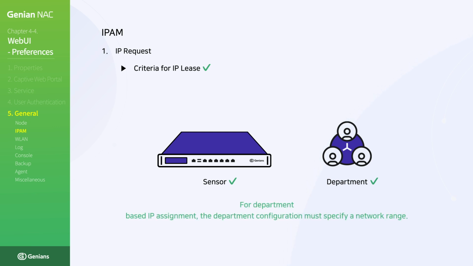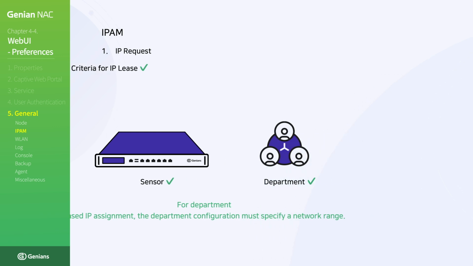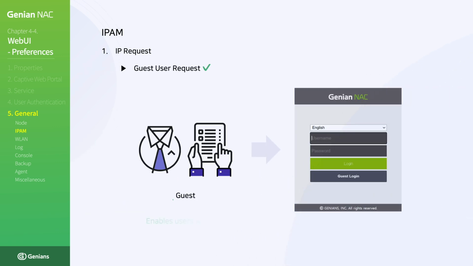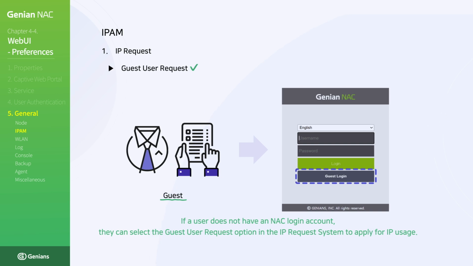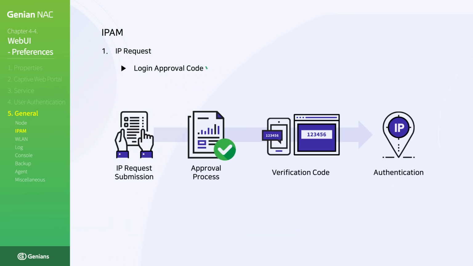The criteria for IP lease option sets the basis for selecting the IP to assign upon request approval. The criteria for IP allocation include 1. Network sensor. Select a network sensor based on the network location. 2. Department. Select based on the department of the user submitting the request. For department-based IP assignment, the department configuration must specify a network range.